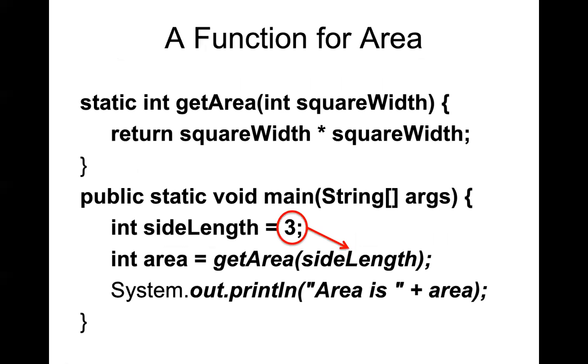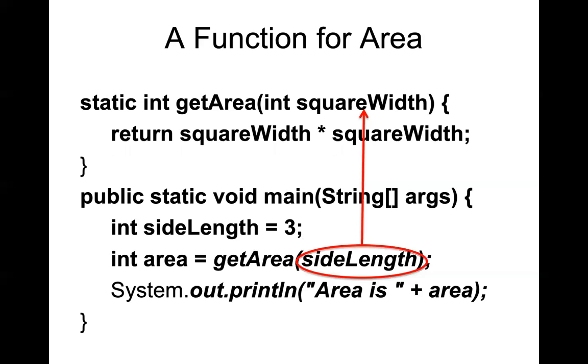So let's look at how that works a little bit more. We're just making absolutely sure we understand how this works. So we've declared a new variable called sidelength, which has value 3. That 3 gets passed to the function because we specify the variable sidelength here as an argument to the function. Okay, so that gets copied to the function, and here now the value 3 is called squareWidth.